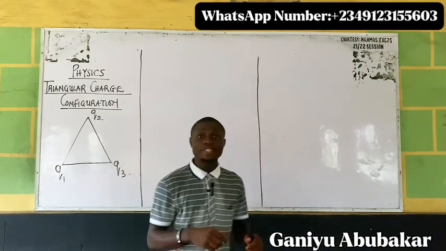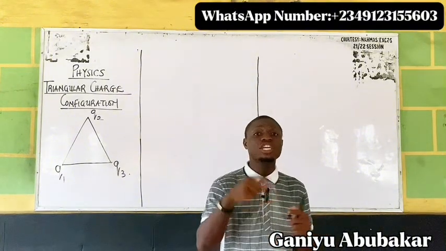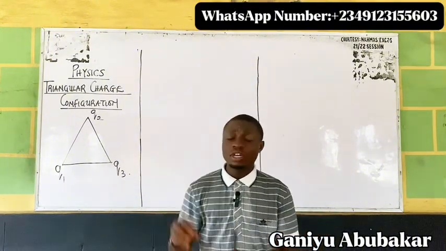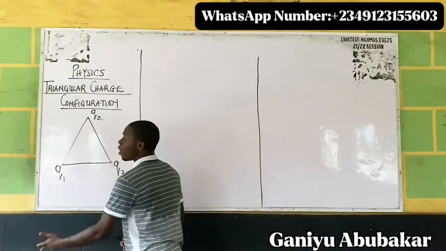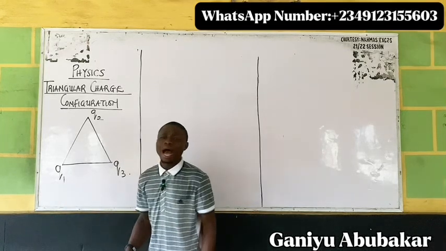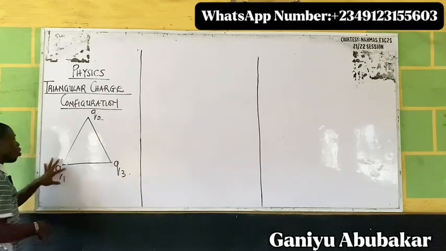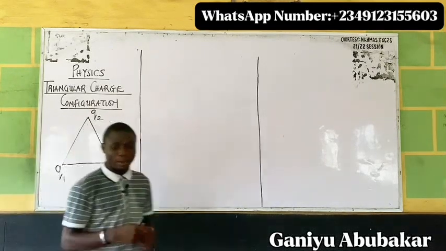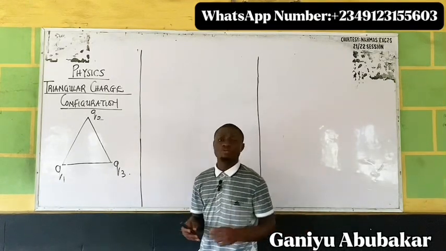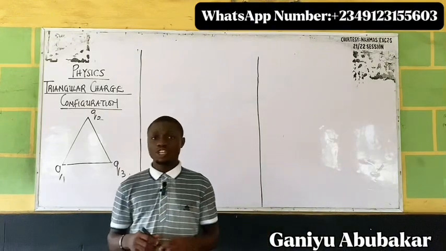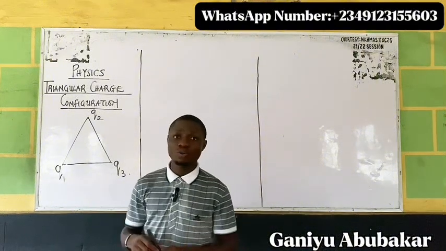In some questions, they'll state where it should be. Some questions will state where the charge should start from. In an exam, they can give you that. Let charge Q1 start at the right hand bottom of the triangle and move in a clockwise direction. So I'll start from here and move clockwise. So Q1, Q2, Q3. That's the concept behind triangular charge configuration. Let's take some past questions and solve problems involving triangular charge configuration and see how this works.